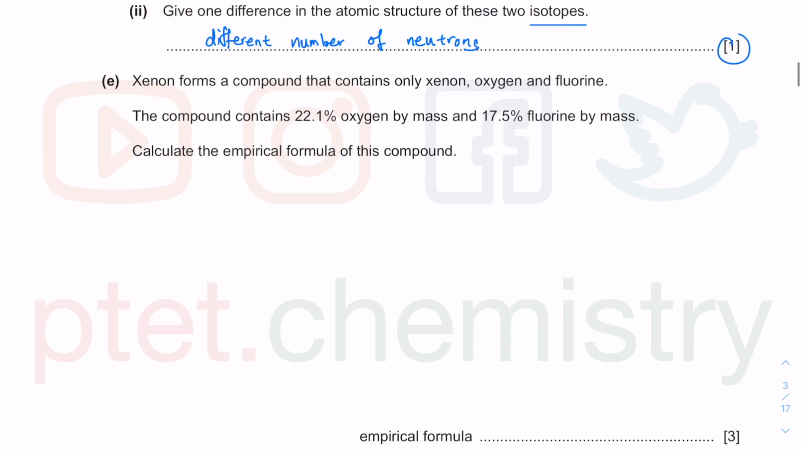Next question. So we know that we say noble gases don't usually form compounds, but xenon is one of those special things according to this question. So this contains xenon, oxygen, and fluorine. They give you the percentage of oxygen by mass, and the percentage of fluorine by mass.